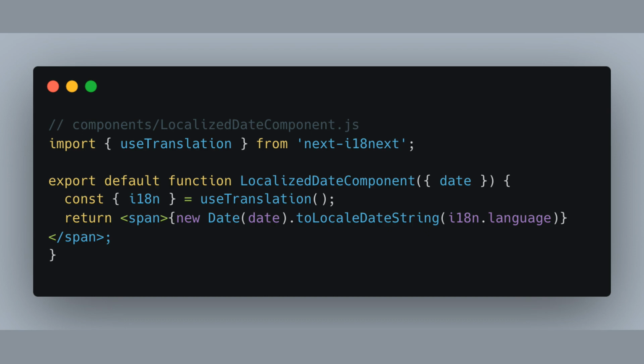NextJS 14 comes with advanced localization features that cater to a wide range of use cases. Let's explore them. For example, formatting dates and numbers according to different locales is essential for a truly global application. We use JavaScript's native functions, like toLocaleDateString, to format these based on the current language. This approach ensures that our app resonates more with users from different regions, enhancing its international appeal.